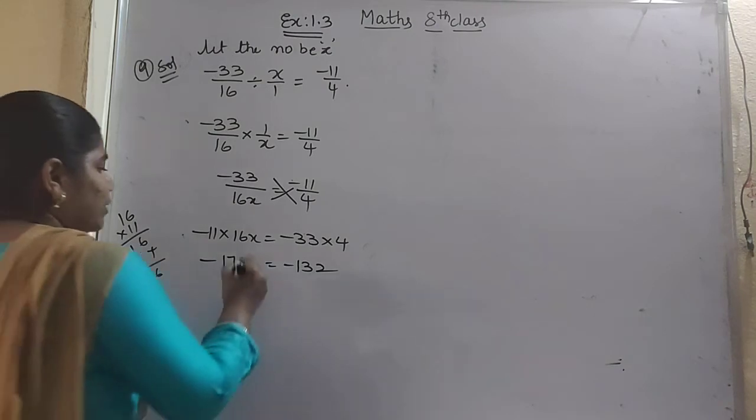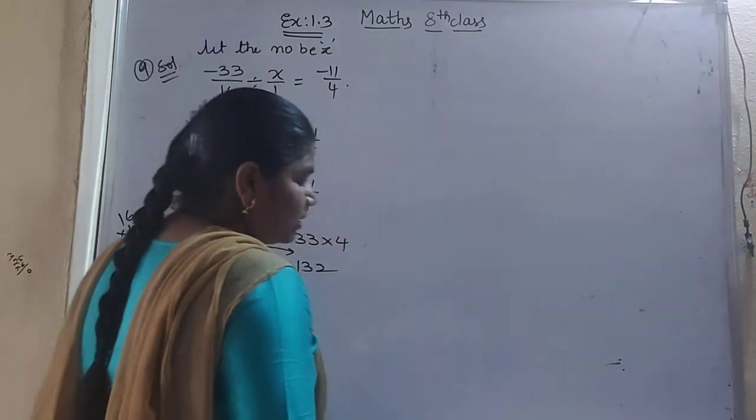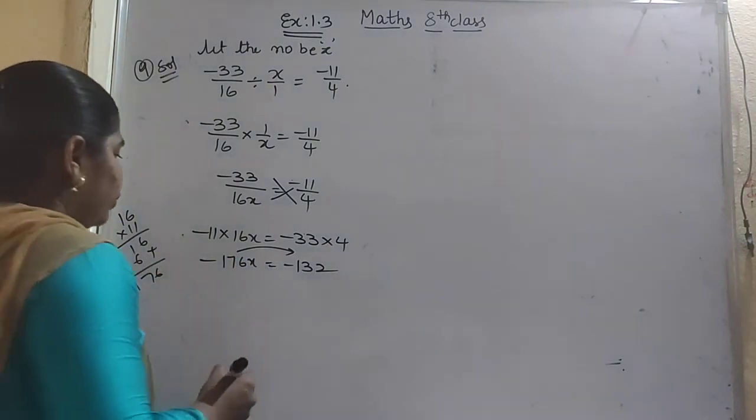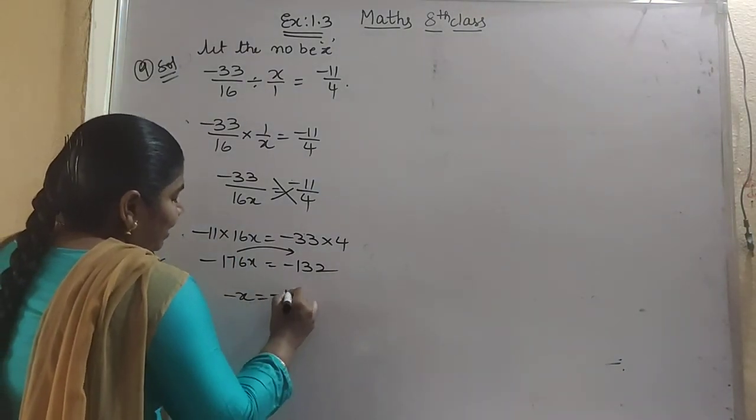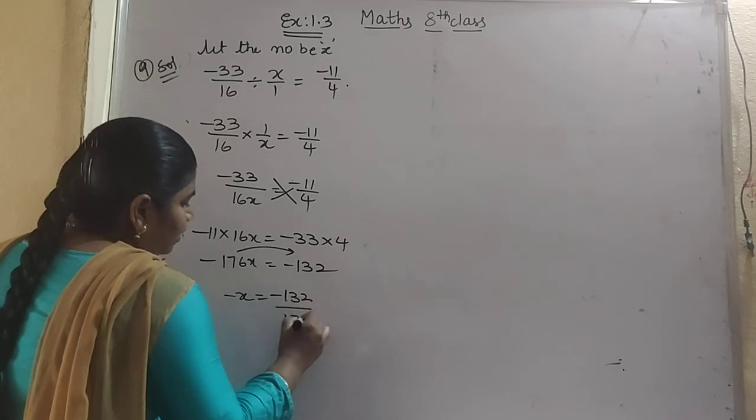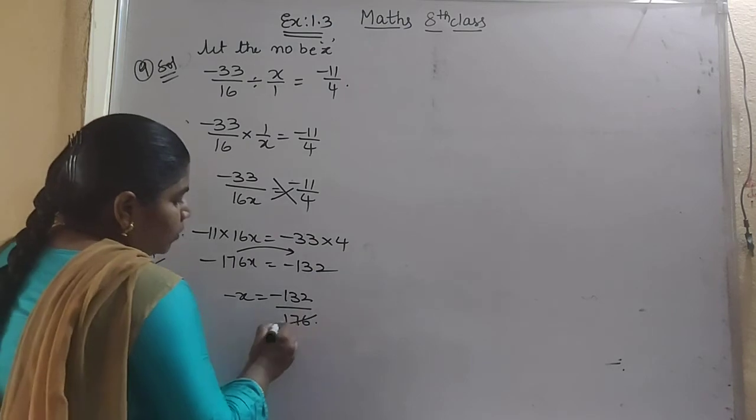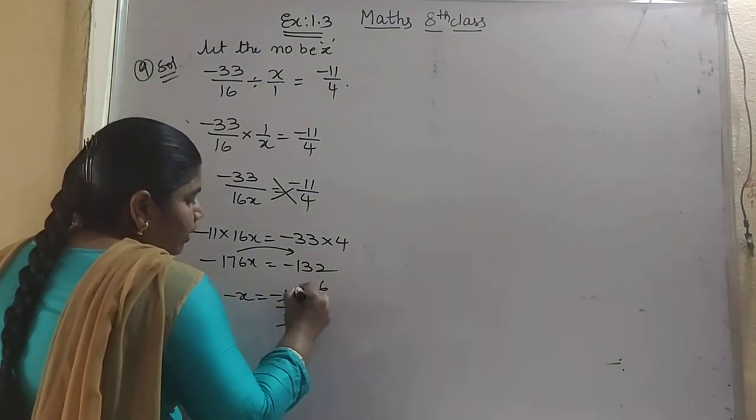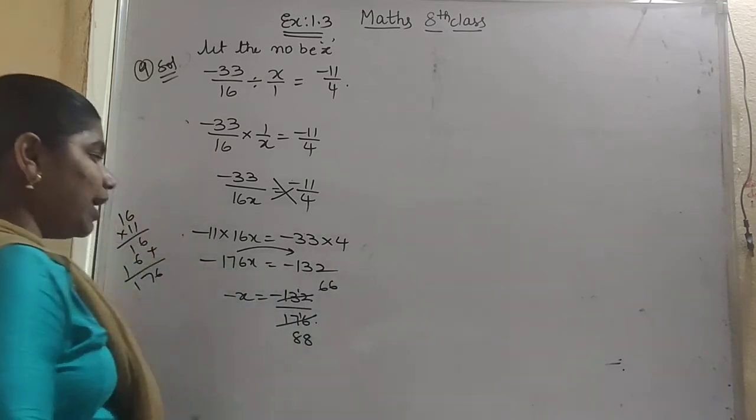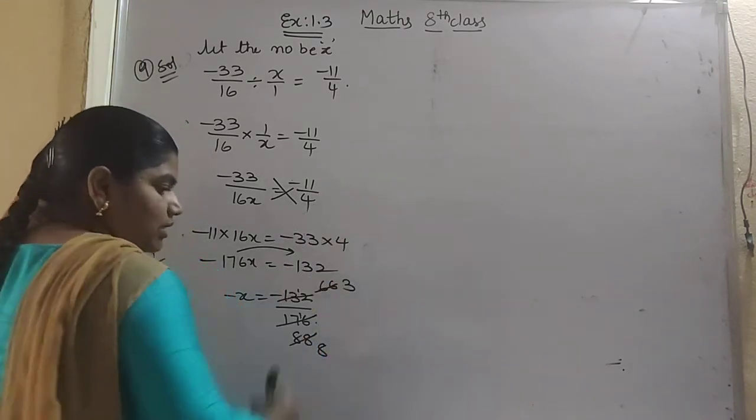Okay, so now transpose this value to the other side. 176 will be transposed to the other side, so that will be converted to division. So minus x is equal to minus 132 by 176. We can cancel in the 2 table: 2 eights are 16, 2 eights are 16, 2 sixes are 12, 2 sixes are 12. Directly cancel in the 11 table: 11 eights are, 11 threes are.